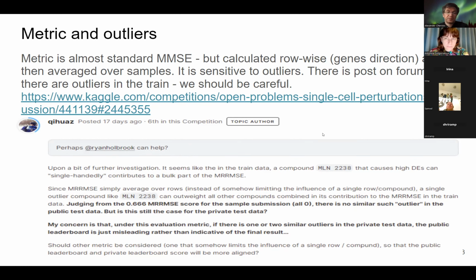In particular, if we calculate something like a cross-validation score, it will be much higher than we see on the leaderboard, and probably it's due to this outlier. So we need to be careful and pay attention to this. For me, it's one of the points I should do, but I haven't done it yet.